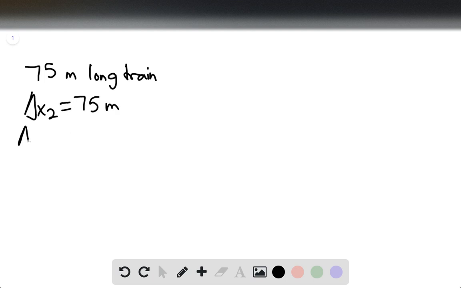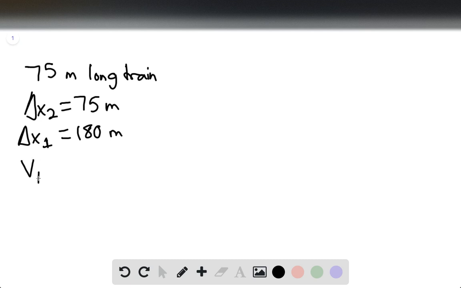So we have a 75-meter long train, and we can say that this is going to be delta x2. So this will be equal to 75 meters, and then delta x1 will be equal to 180 meters. This is the distance from the initial point of the front of the train to the railroad worker. So that'll be delta x sub 1 equals 180 meters.